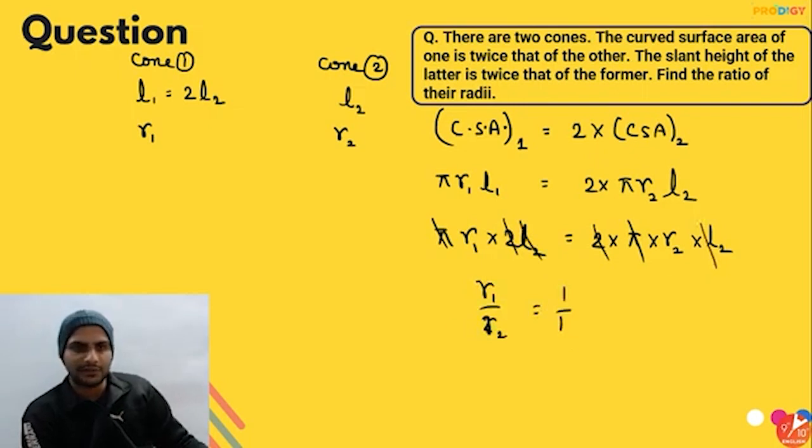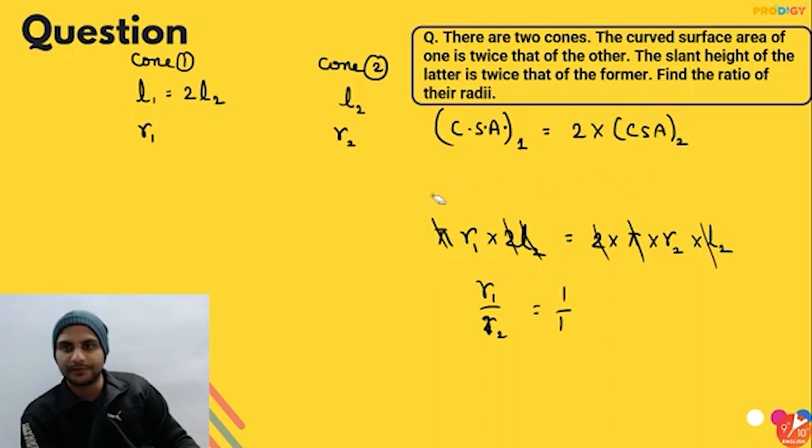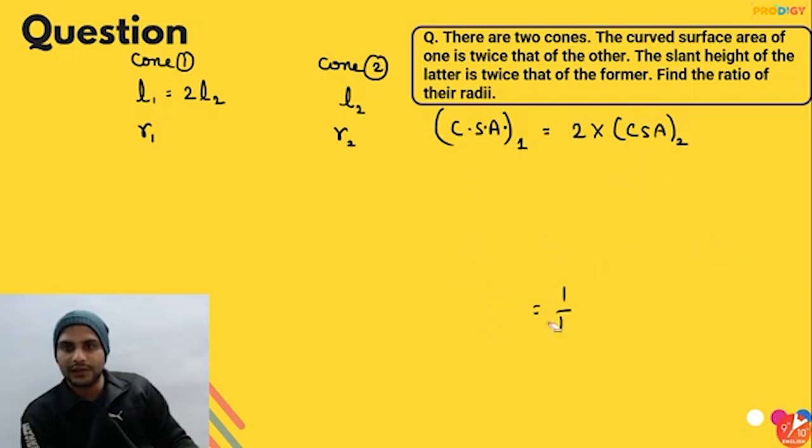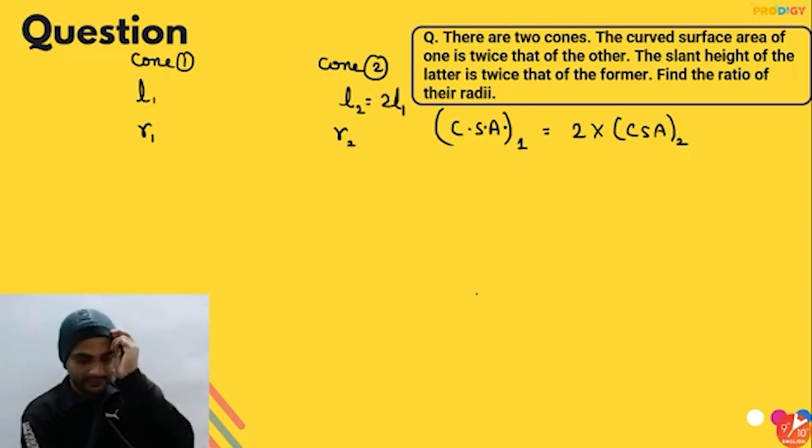Wait, have I made any mistake? The slant height of the latter is twice that. Oh, got it, got it. I misread that. No, no, really sorry. I misread that one. They are saying slant height of the latter, that means slant height of the second one, is twice of the first one. So L2 is twice of L1. These common mistakes are very important to be taken care of. Now you'll get your answer.